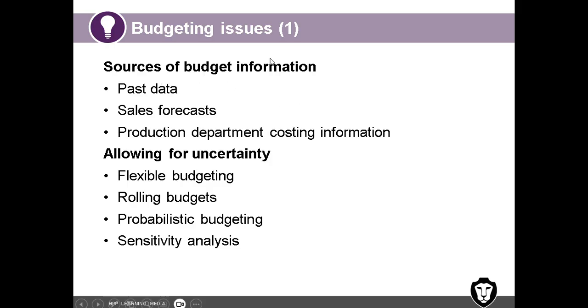Budgeting issues, sources of budget information: past data, sales forecast, production department, costing information. So finding information sometimes might be hard for you. You may need external information. You might need to understand how the market is going to be, how the competition is going to be. There was one past exam question. It asked, explain the sources of uncertainty in budgeting. So there are many uncertainties, how the competitors are going to act in the market. That will decide the price. If competitors enter into a price war, the prices have to be reduced. Right? So your budget might change.